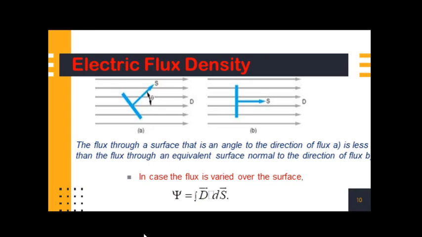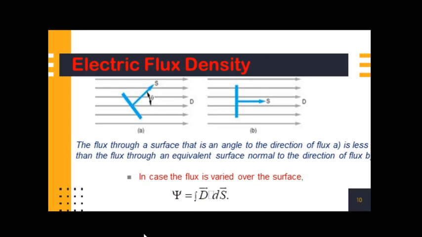Now the concept, see figure A and figure B. It shows that the flux through a surface that is at an angle to the direction of flux is less than the flux through an equivalent surface normal to the direction of the flux, that is shown in figure B.